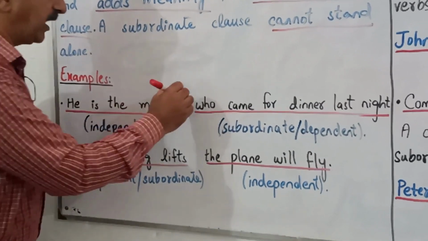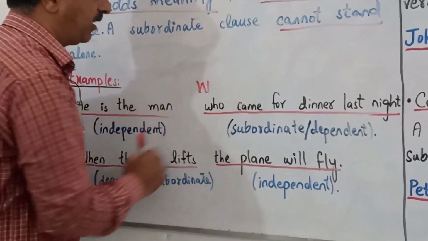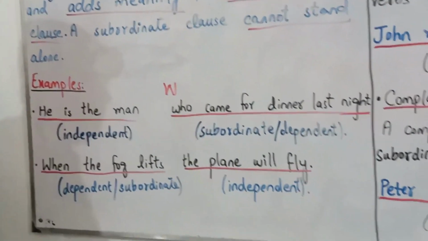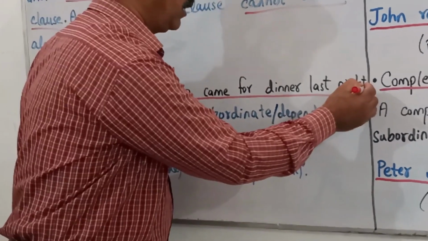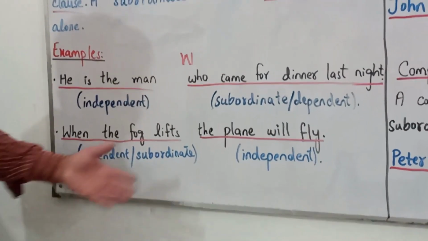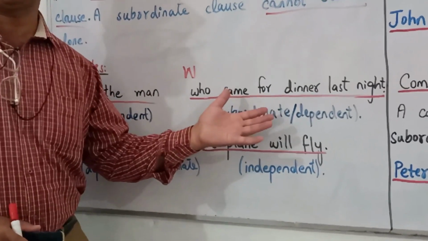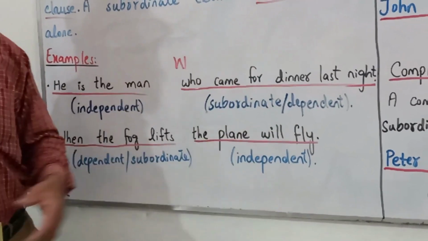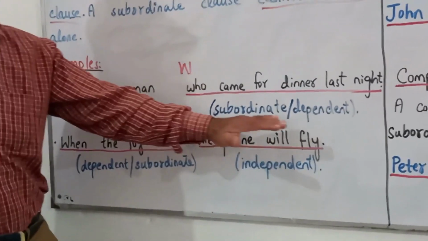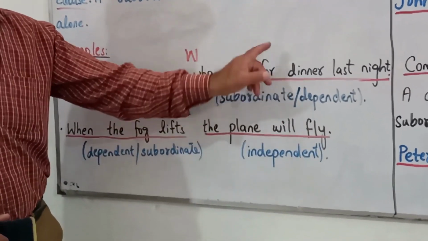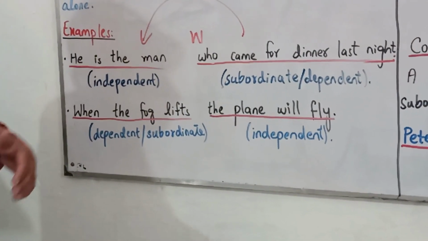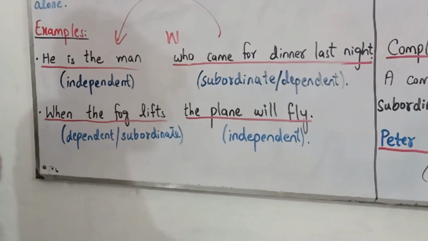Then if we capitalize this W and put a full stop after last night, it gives meaning, but it does not give complete meaning. So that's the reason it is called subordinate clause or dependent clause, because it is dependent on the other one. So you have got the concept of independent and dependent clause.